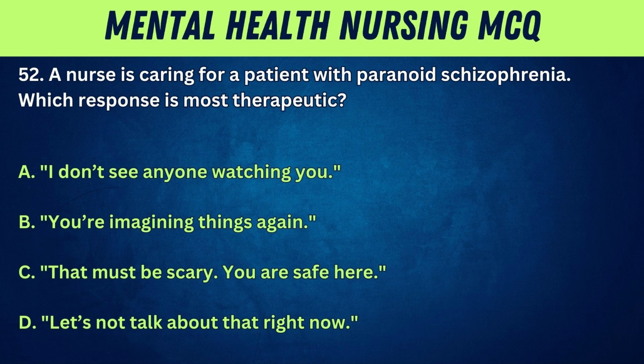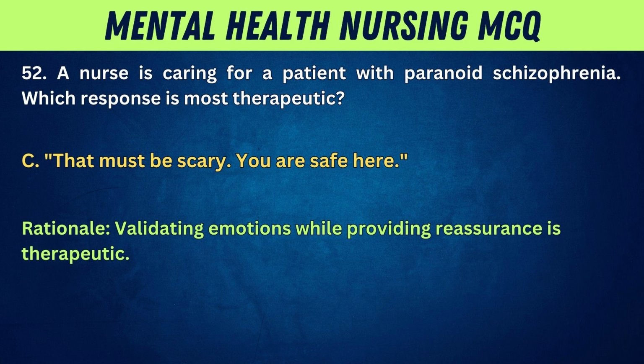52. A nurse is caring for a patient with paranoid schizophrenia. Which response is most therapeutic? A. I don't see anyone watching you. B. You're imagining things again. C. That must be scary. You're safe here. D. Let's not talk about that right now. Answer: C. That must be scary. You are safe here. Rationale: validating emotions while providing reassurance is therapeutic.